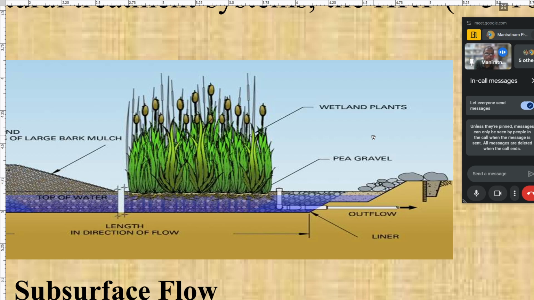Now remember, these wetland plants are very specific plants. It's not that we can grow any kind of plant here. I don't remember the names of these plants, but if you search for wetland plants, you will see specific plants that are able to remove nutrients, that is nitrogen and phosphorus, in large quantity. It's not that I can grow any plant. And finally, water will pass through this outflow, and it will be treated wastewater.